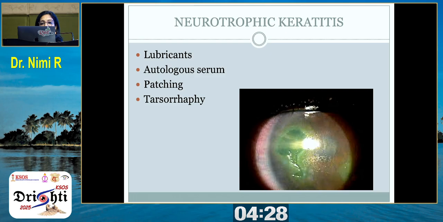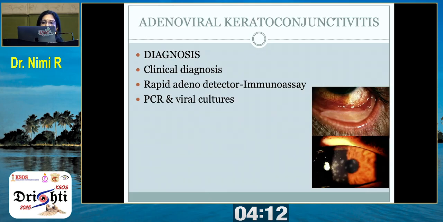Neurotrophic keratitis: the aim of the treatment is to promote epithelial healing. So we can give generous use of lubricants, autologous serum, and patching, and finally you may have to do tarsorrhaphy to promote the epithelial healing.